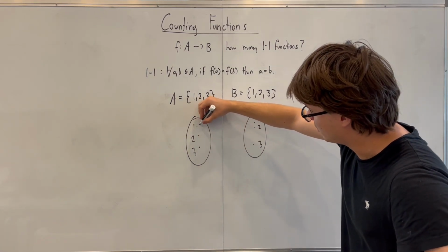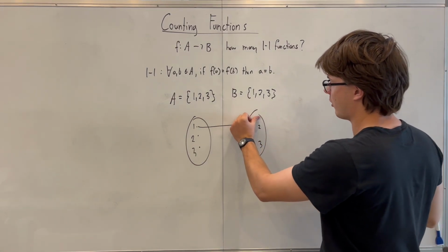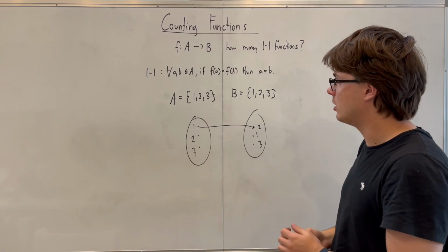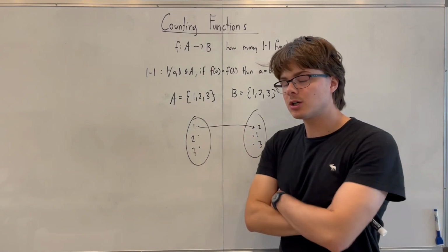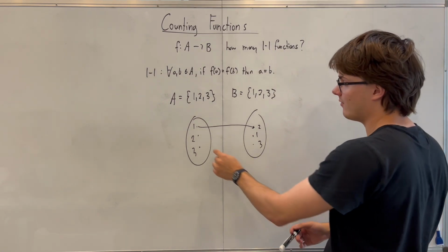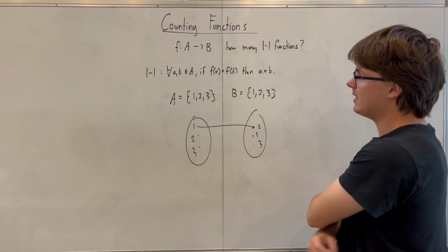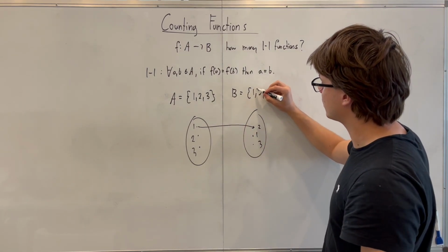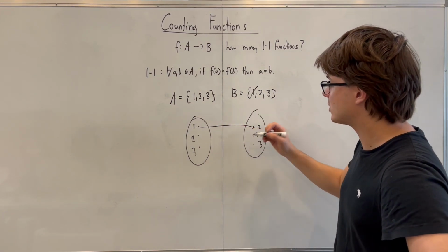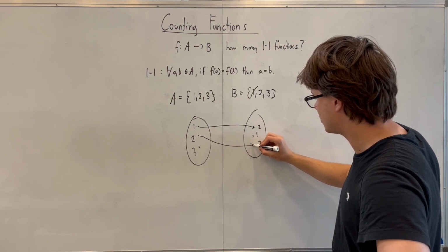Let's say 1 goes to 2. Okay, let me actually redraw the 1 down here. Okay, fantastic. So 1 went to 2. Where can our 2 go? Well, for it to be one-to-one, we cannot have 2 go to the same codomain element as 1. It means that 2 can no longer go to 2. 2 can only go to 1 or 3. So 2 has 2 options. We'll let 2 go to 3.